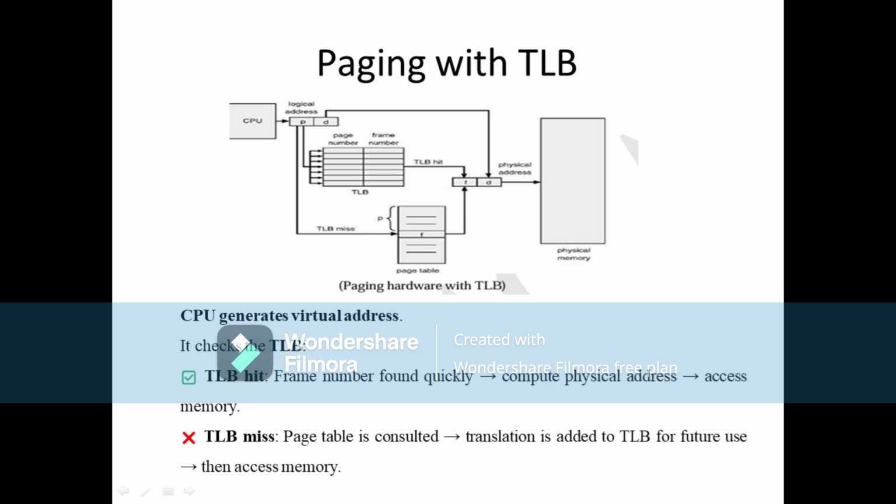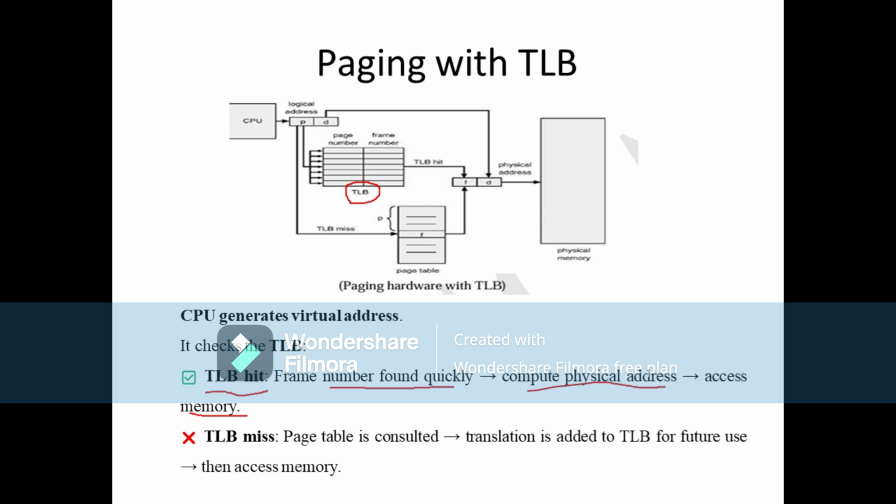As we all know, the CPU generates a logical address, also known as a virtual address. The logical address is divided into page number and offset. Here is the TLB. The operating system first checks in the TLB if the page is present. If the page is present, it is known as a TLB hit. It simply means the frame number is found quickly, so compute the physical address and access the memory.